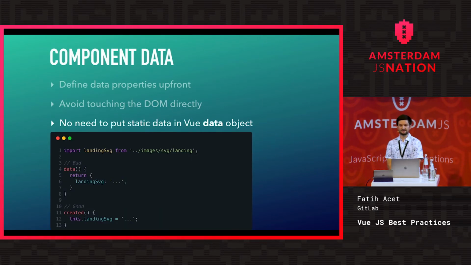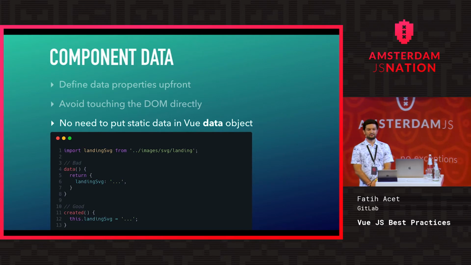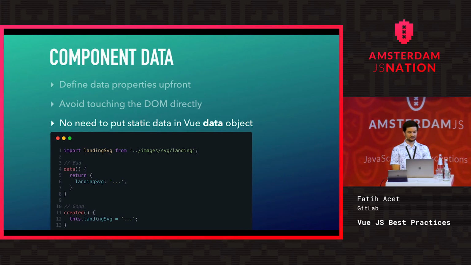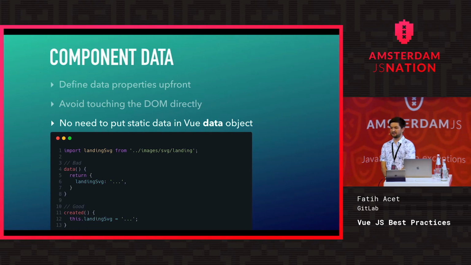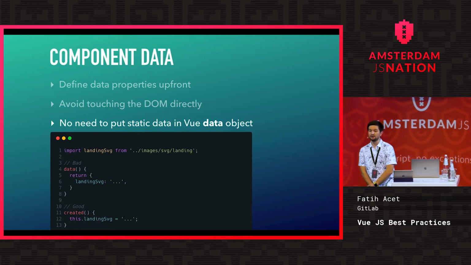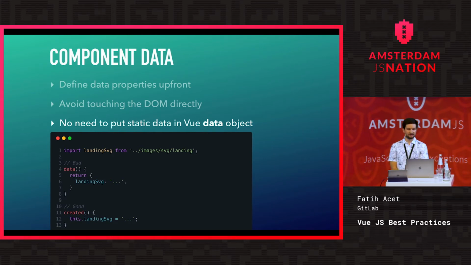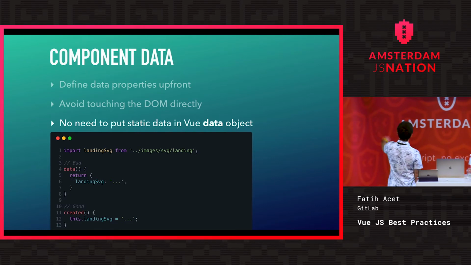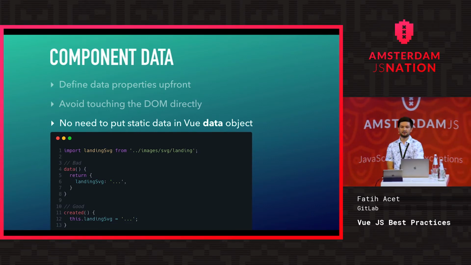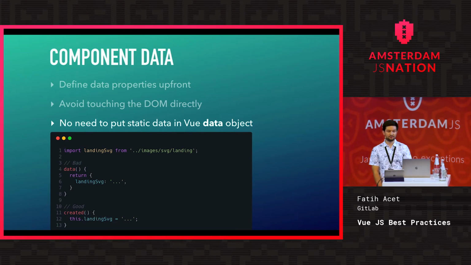This is something I saw in many places. Like, let's say that you want to use an SVG in the template, and then people basically import the SVG and put it into the data object of the Vue. When you do that, Vue will create a setter and getter, but it will not be changed because it's a static icon SVG, or it's something static. So you basically don't need to do that. What you can do is you can put it into the created hook, like something like this landing SVG or something like that, and then you can use it in your template.